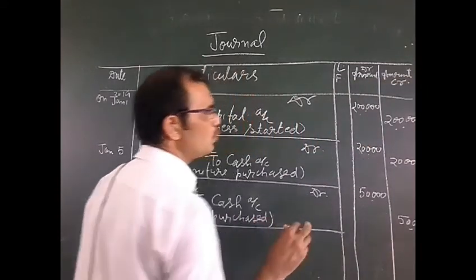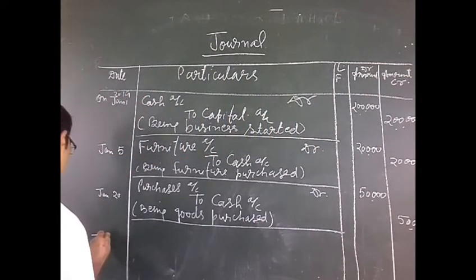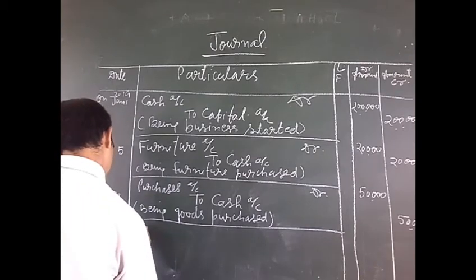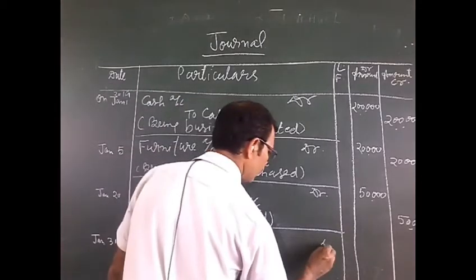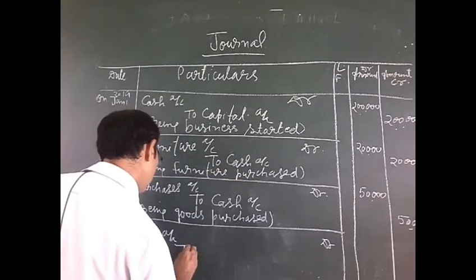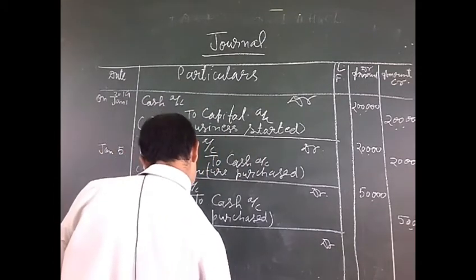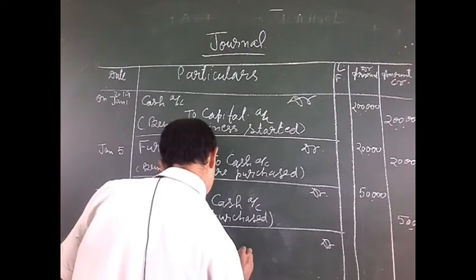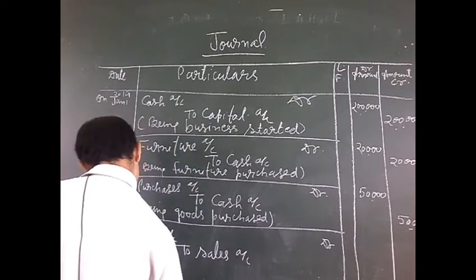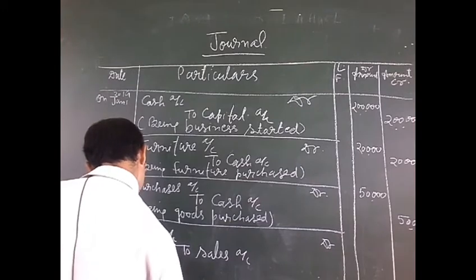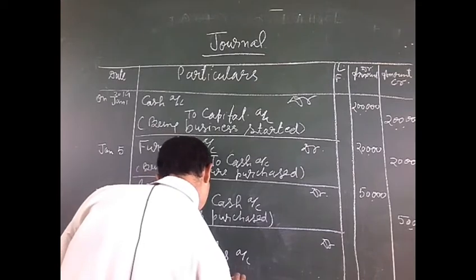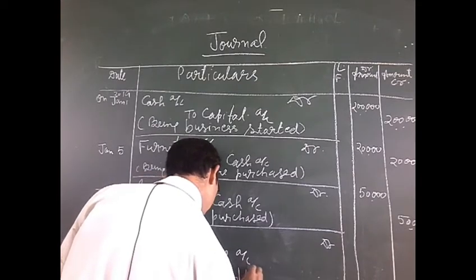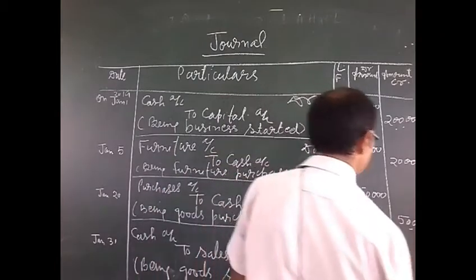The next entry is goods sold, January 31. Cash account debit, to sales account. Being goods sold, rupees 40,000.